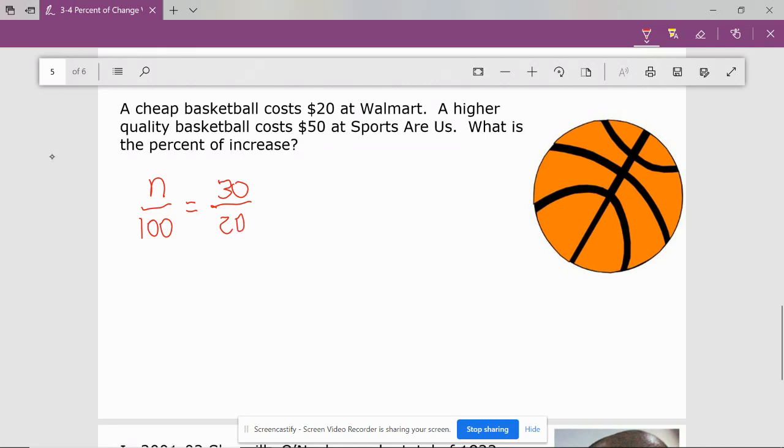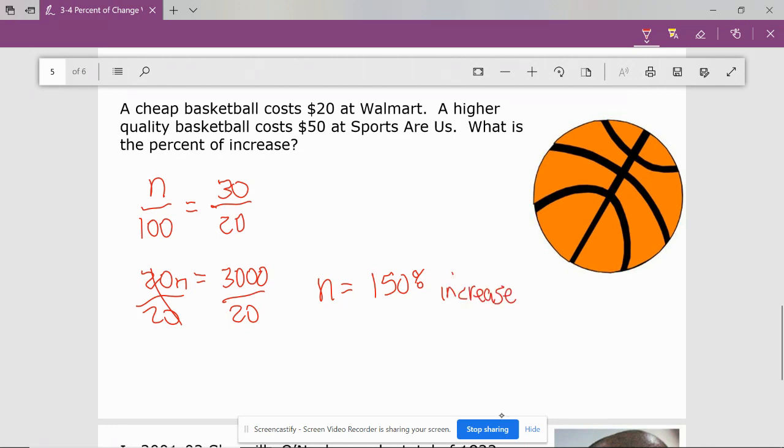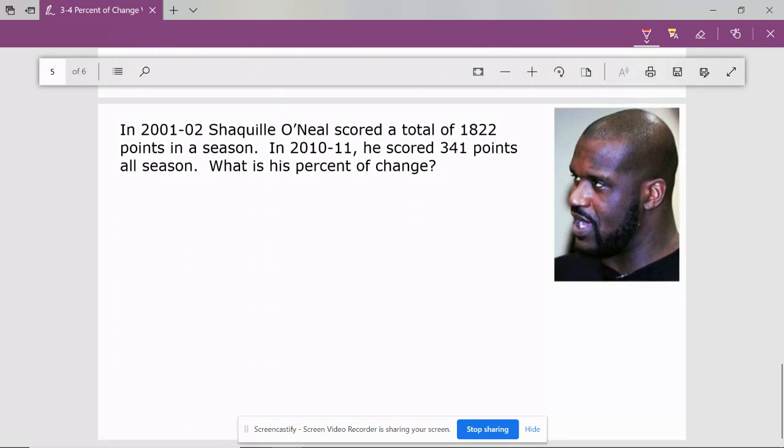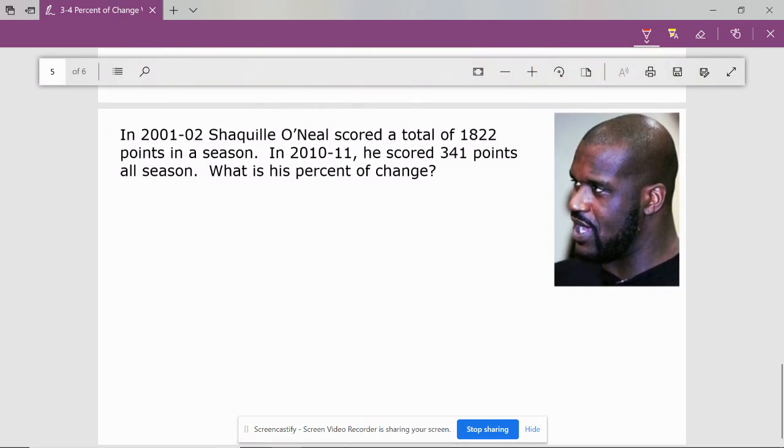Cross multiply: 20n equals 3,000. And then this is our one-step equation. Divide by 20 to cancel those out. 3,000 divided by 20 equals 150% increase. Let's make sure we're labeling our problems correctly. So that's our answer right there. Hopefully this is starting to make sense for you. Let's go ahead and do one more before you start working on your homework.